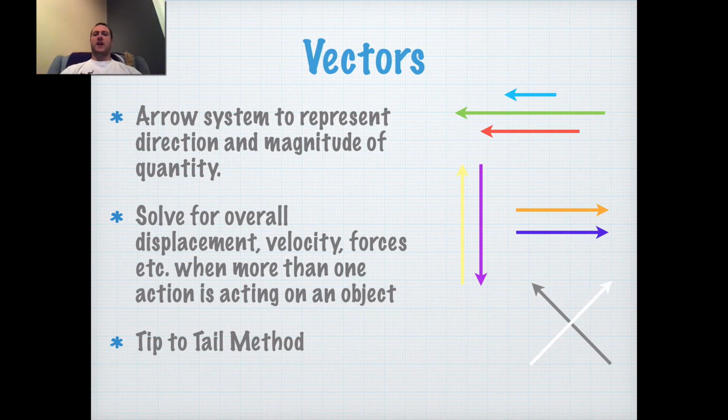So if we look at the different arrows here, we indicate vectors with arrows. The length of the arrow gives us the magnitude. So a shorter arrow has a smaller magnitude. A longer arrow has a bigger magnitude. And then direction is going to be which way that arrow is pointing, right? And this helps us find overall displacements, velocity, forces, if this is going in more than one direction.